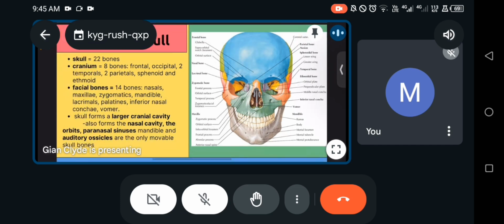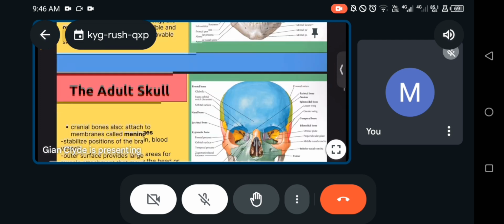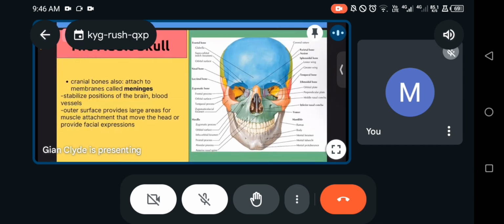The skull consists of 22 bones: the cranium with 8 bones, and the facial bones with 14. They consist of the nasal, the maxillae, the zygomatic, the mandible, the lacrimal. Somehow we are familiar with the positioning of the facial bones, as this was included in the rotating exam, and we were given time to memorize it. Together with the cranial bones, it is attached to a membrane called the meninges, which was also discussed by our group in the nervous system. The outer surface provides large areas for muscle attachment that moves the head or provides facial expressions.